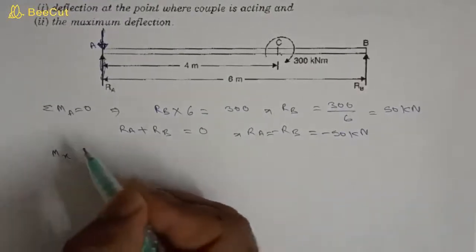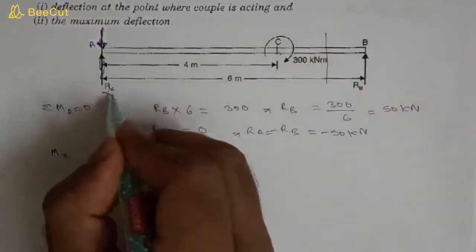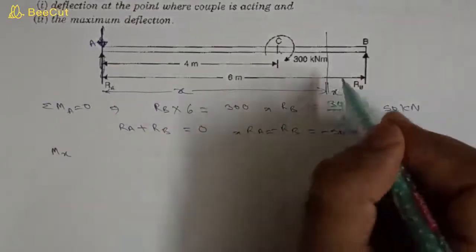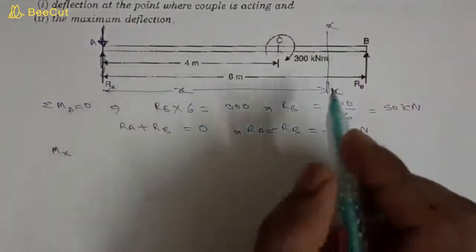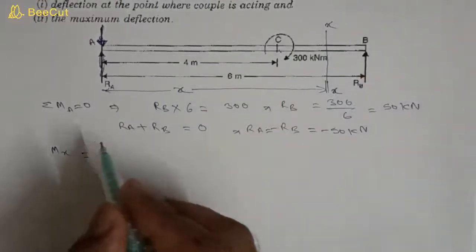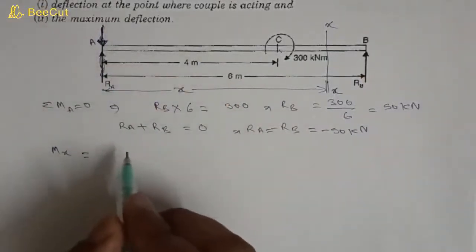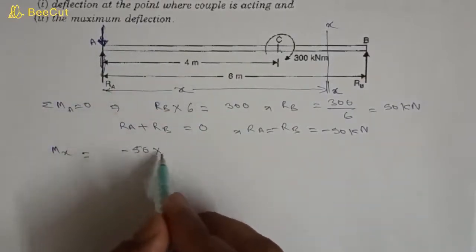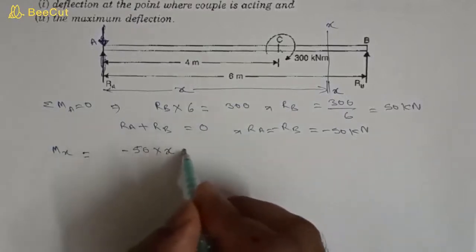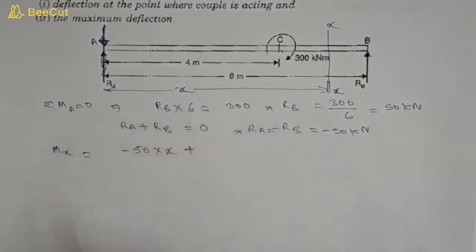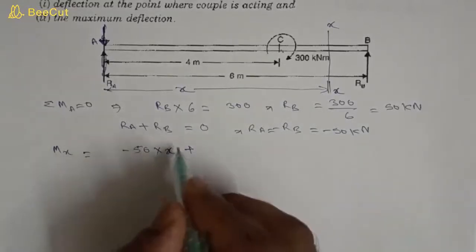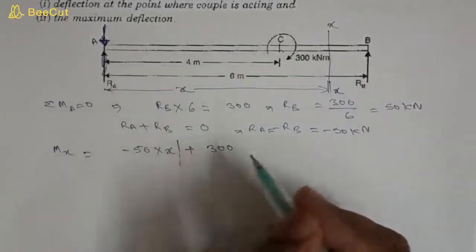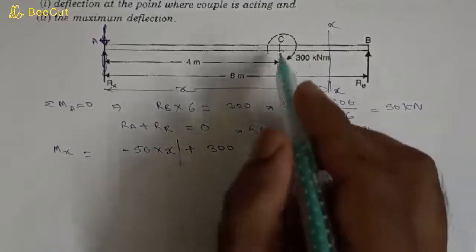So Mx, let's consider a section here at x distance from A, because in Macaulay's method we have to select a section in the last part of the beam. So we have selected the section here, so we will write Mx is equal to, due to this force RA, the bending moment will be negative because it is a hogging moment, so it will be minus 50 into x, then a dotted vertical line to separate these two parts, plus 300. It is already kilonewton meter, as given.